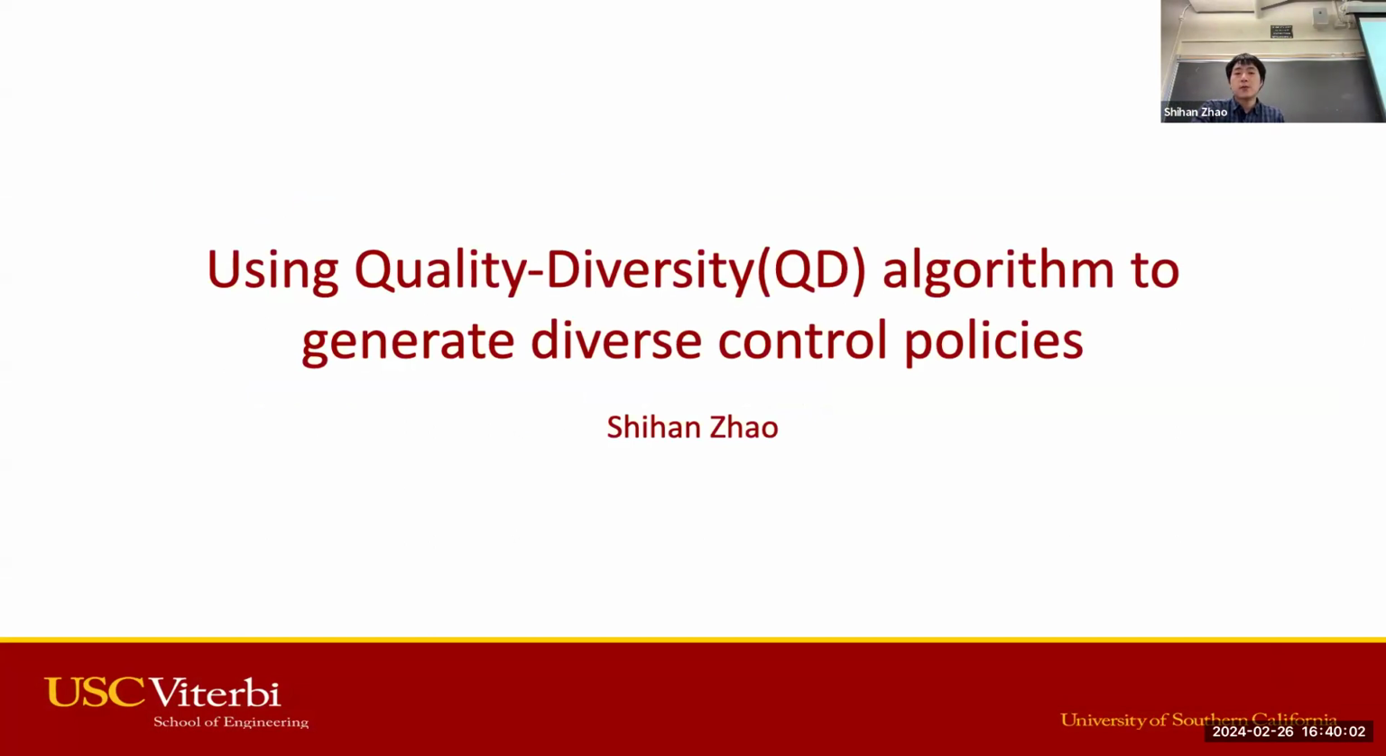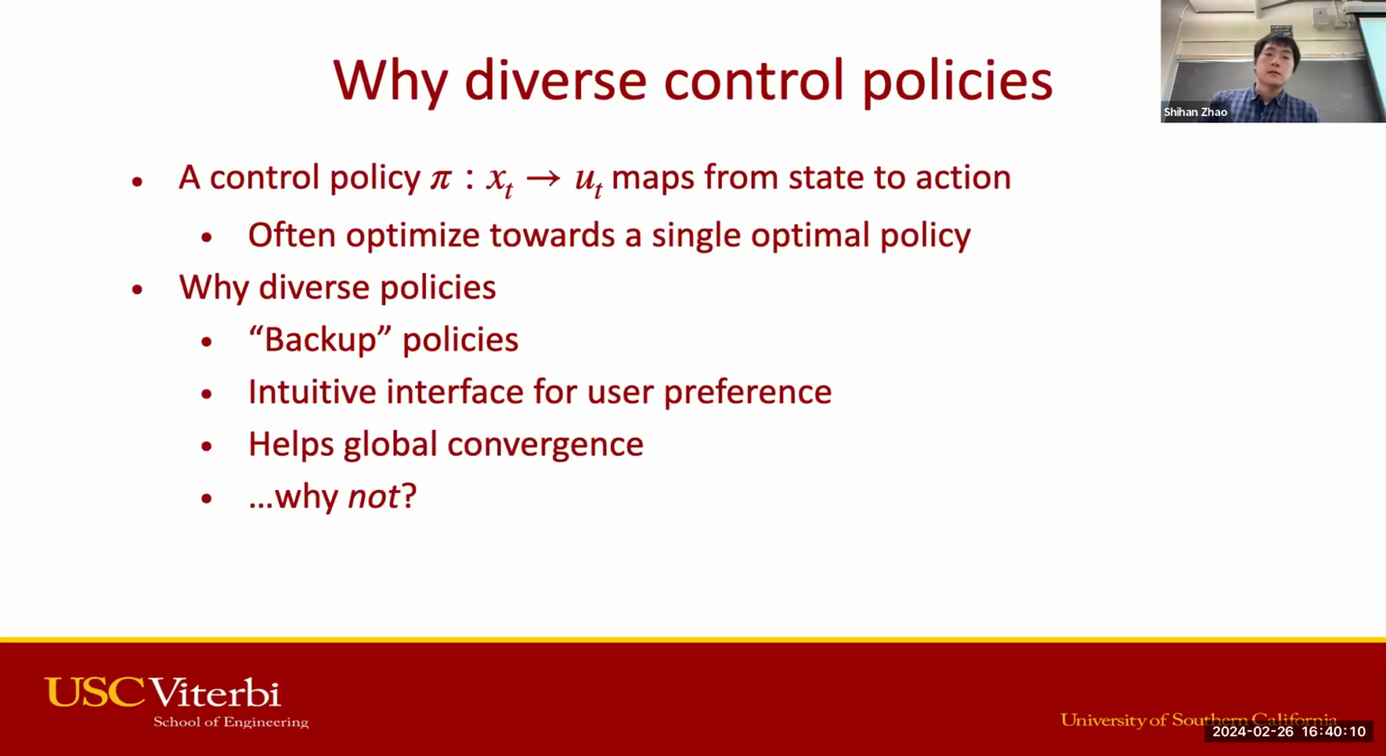I'll try to focus more on how to use quality diversity algorithms to generate a diverse set of control policies, because after all, this is a robotics class. As the name suggests, quality diversity algorithms simultaneously try to optimize for two things, quality and diversity.